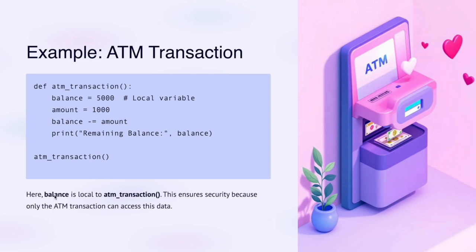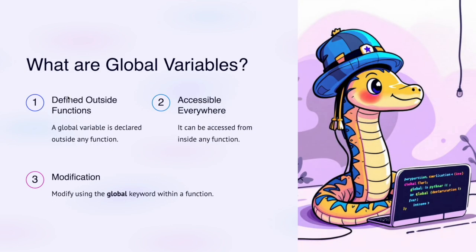So balance is your local variable. It doesn't have existence outside of this particular function. We will do this example practically also, but first understand the theoretical part. First let's complete the theory, then we will move to the practical parts.